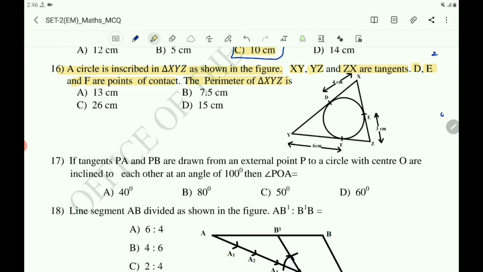Here, see the tangents XY, YZ and ZX. They are the tangents. And what is here? D, E, F are the points of contact. Here what we have to find out? We have to find the perimeter of the triangle XYZ.